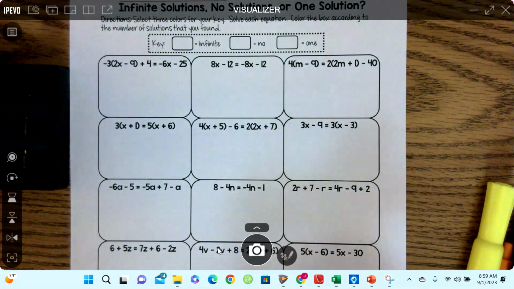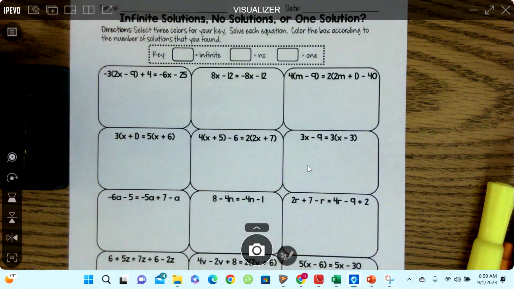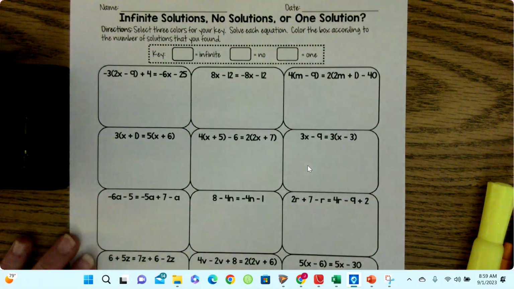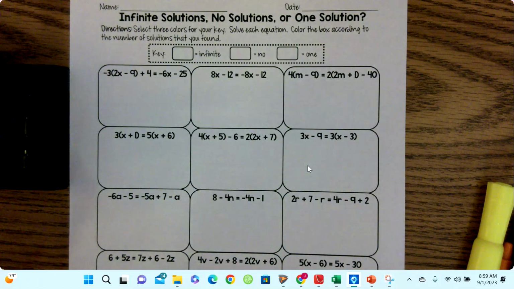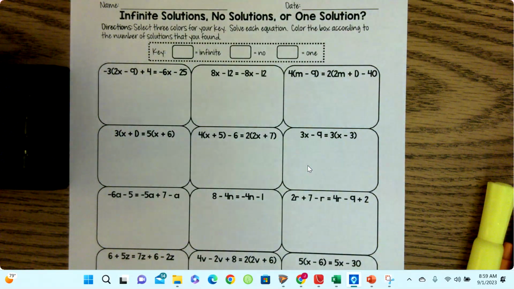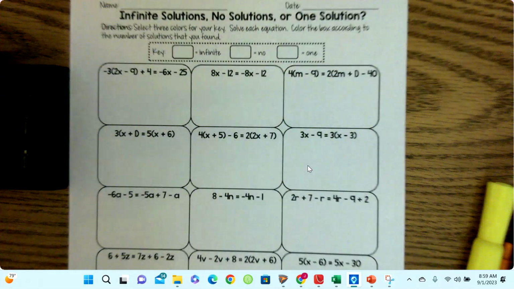Alright, this video is for the lesson 1.8 assignment. So all we're talking about today is the types of solutions you can get with these equations, and that's kind of what changes this year. You were doing two-step or multi-step equations last year in 8th grade. This year we still do multi-step with a couple more pieces, but we also look at the different types of solutions.